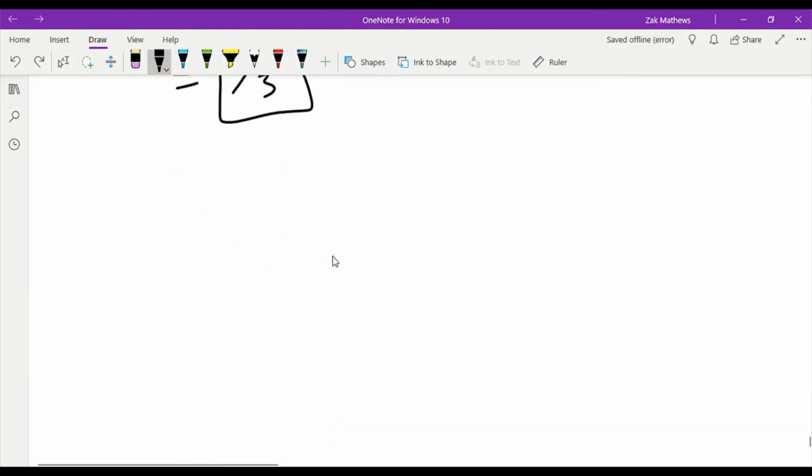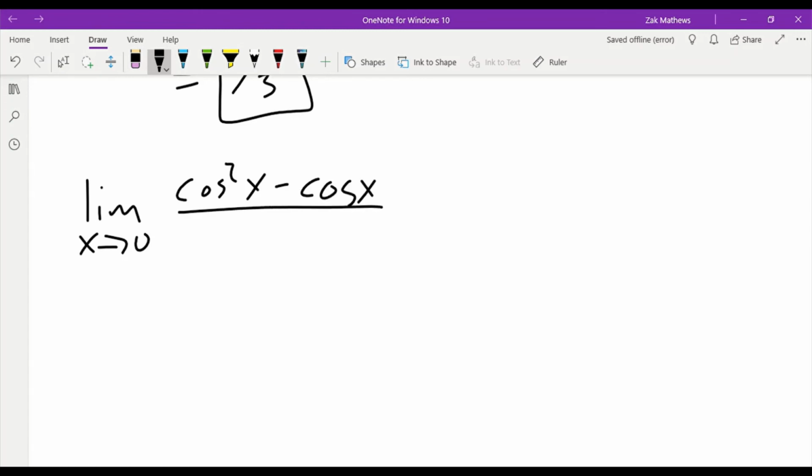Let's do one last example. Let's take the limit as x goes to 0 of cosine squared x minus cosine x over x squared. So first step would be to plug in the 0. Cosine of 0 is 1, cosine of 0 is 1, 1 minus 1 is 0, and then in the denominator we get 0 over 0. Indeterminate form tells me I need to do something else.